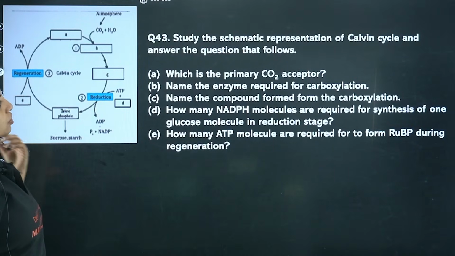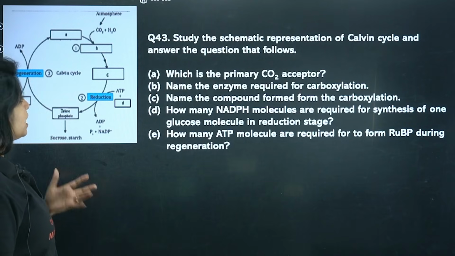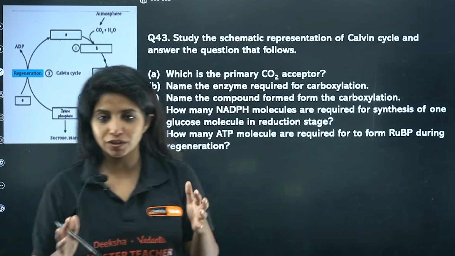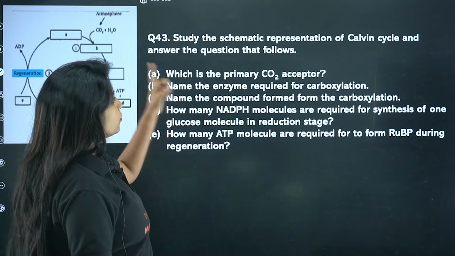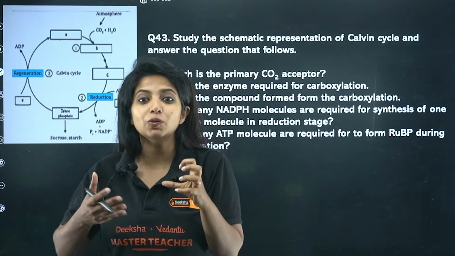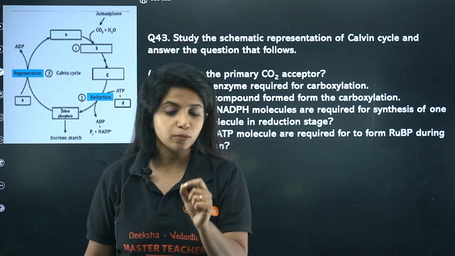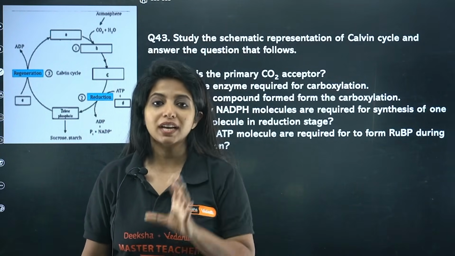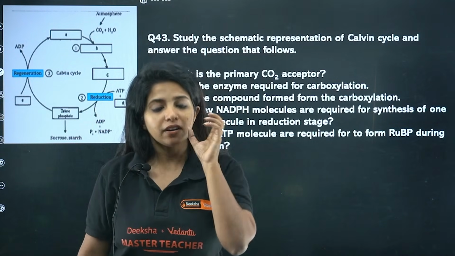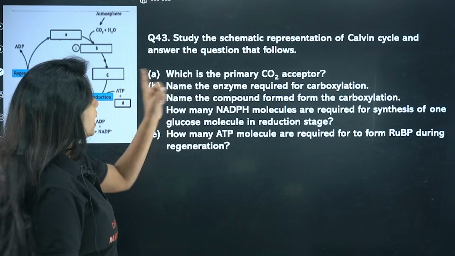Okay. Now study the schematic representation of the Calvin cycle and answer the questions that follow. Calvin cycle means what? The dark reaction or the biosynthetic phase of photosynthesis, right? So what is happening over here? Which is the primary CO2 acceptor? Basically something has to accept the CO2 that the plant has just taken up. What is that something? It is known as ribulose 1,5-bisphosphate. It has phosphate at 2 positions, that is why you call it ribulose 1,5-bisphosphate, at the first position and the 5th position.